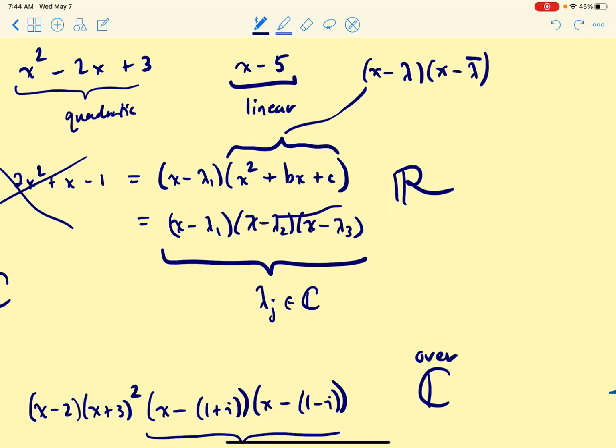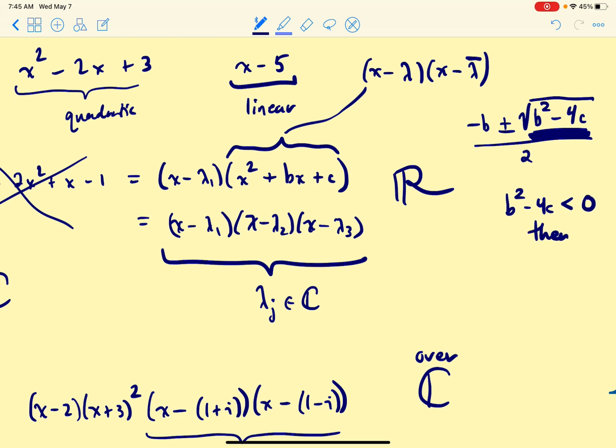Now, when will this quadratic factor actually split as real roots? Remember, the quadratic formula is like minus b plus or minus the square root of b squared minus 4ac, divided by 2a, but if a is 1. And so what really matters is that these roots, these are the two roots, one for plus and one for minus. What matters is whether b squared minus 4c is negative. If b squared minus 4c is negative, then we get imaginary roots.